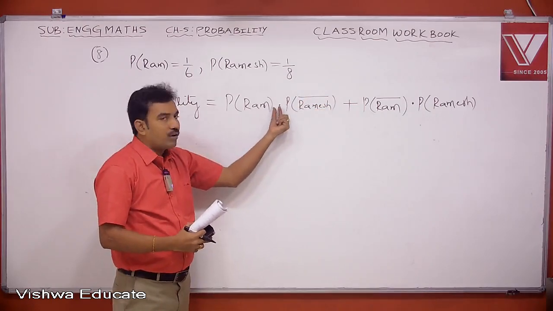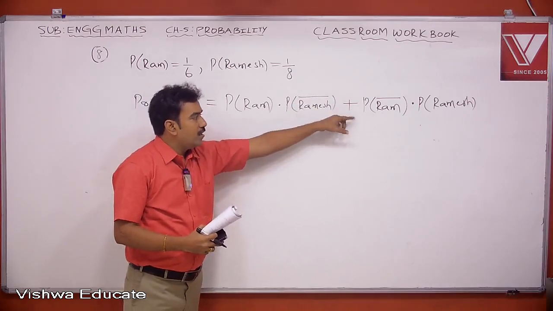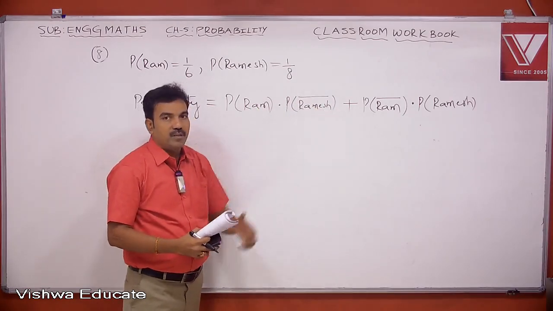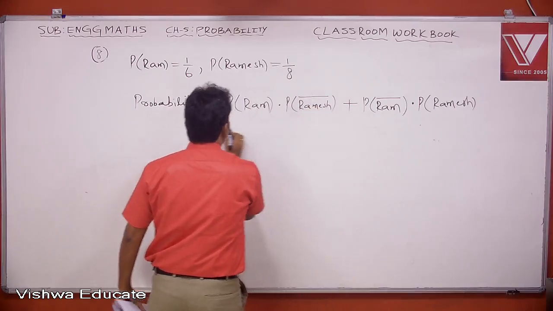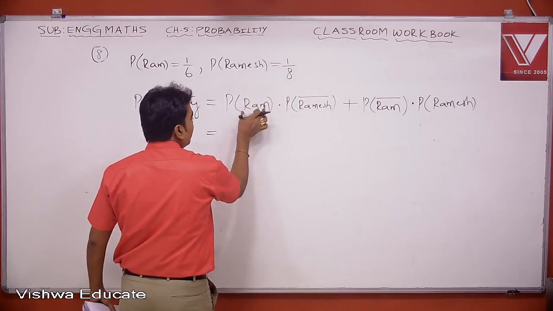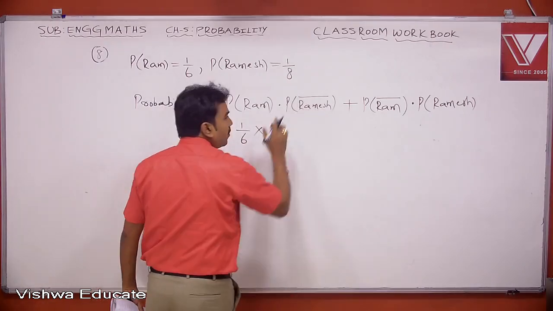So we get a dot here. P of Ram dot P of Ramesh bar, or Ram should not be selected and Ramesh should be selected. This bar represents a complement. So what is P of Ram? P of Ram is 1 by 6. Ramesh should not be selected.